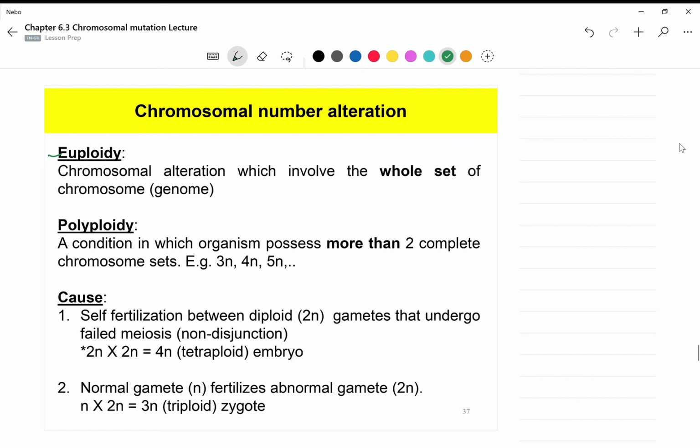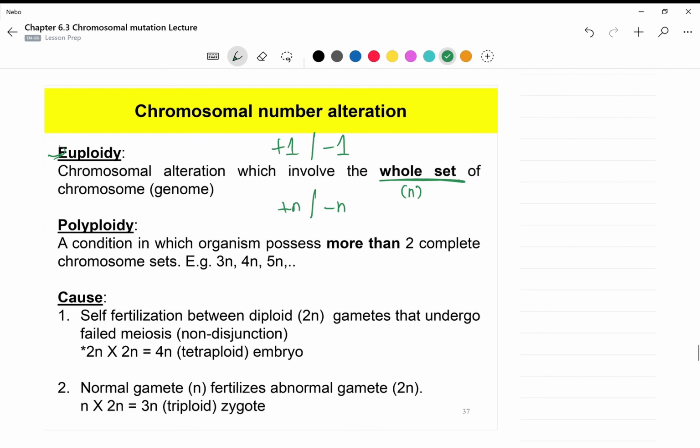The second type of chromosomal number alteration is what we call euploidy. Euploidy involves the whole set of chromosomes. Just now we were looking at either +1 or -1. In this case, it is the whole set, which refers to n. Therefore, we can either gain n or we can lose n.